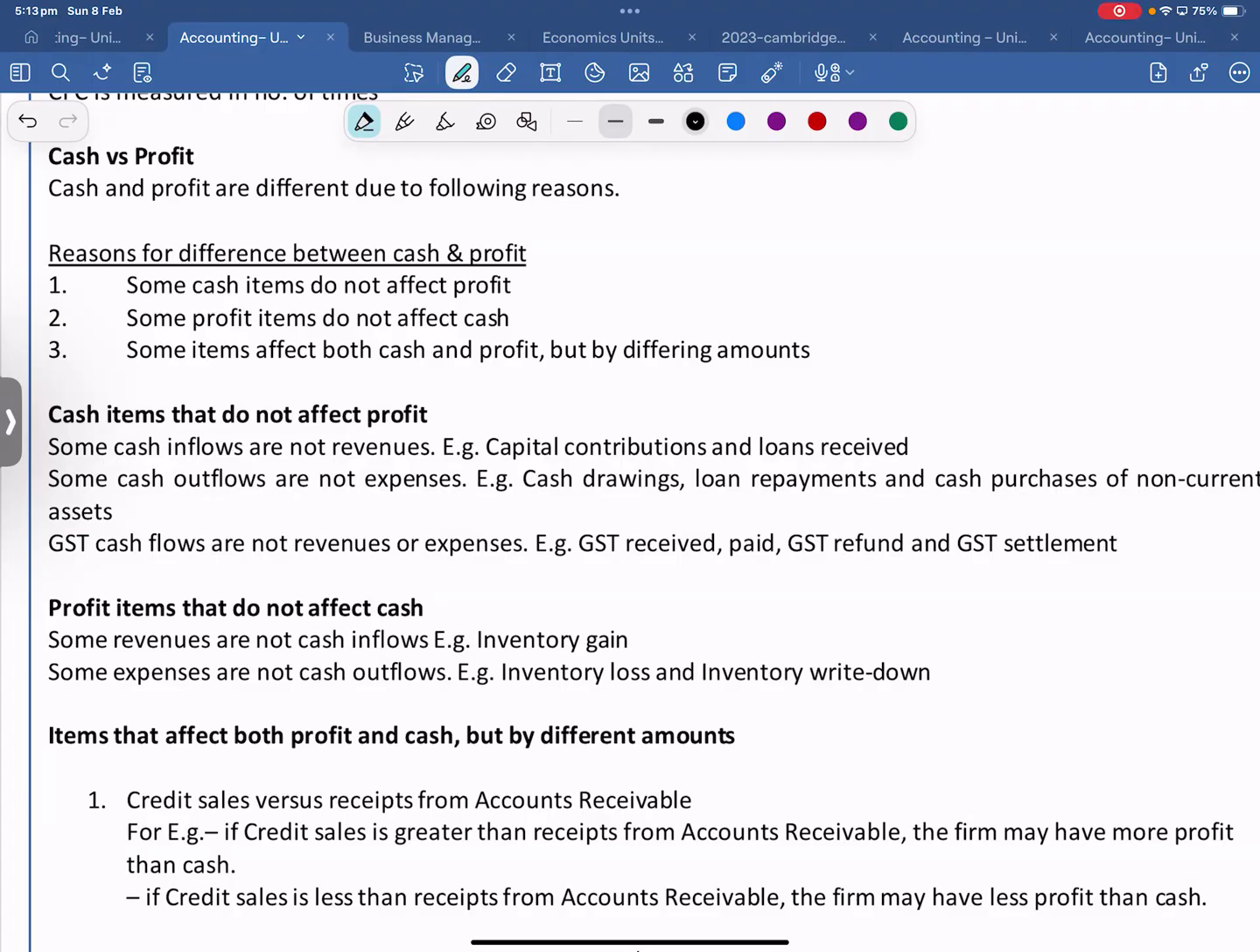Now, what are the cash items that don't affect profit? Capital contribution, loan receipts, receipts from accounts receivable. No, you have to be careful with that, I'll explain. Drawings, cash drawings, GST, yes. Rent? No, not rent. Purchase of non-current asset in cash. Sale of non-current asset, yes.